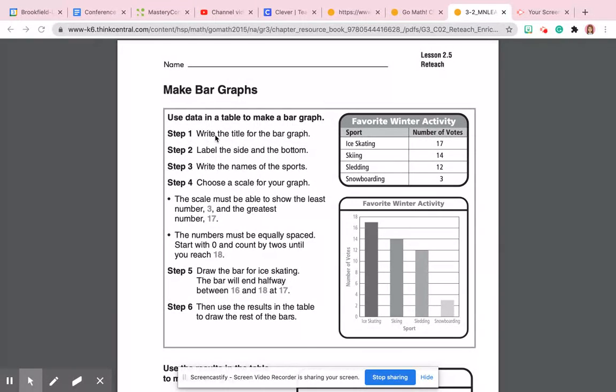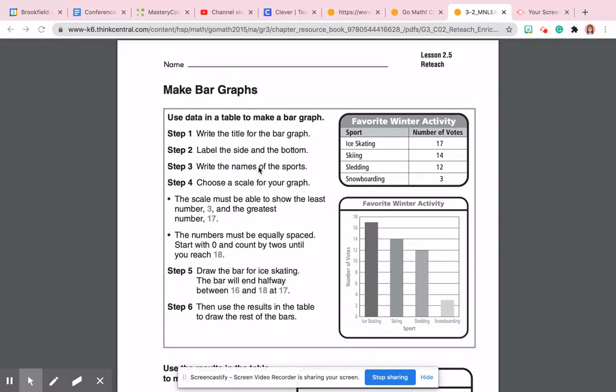Step 1, write the title for the bar graph. So if we look down here, they titled this bar graph, Favorite Winter Activity. It's the same as their data table up here. Step 2, label the side and the bottom. So here they labeled this side the number of votes, and down here they labeled each sport. So we have the number of votes on this axis and the sports on this axis.